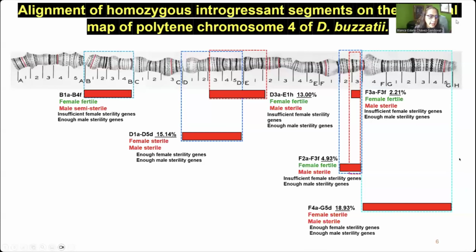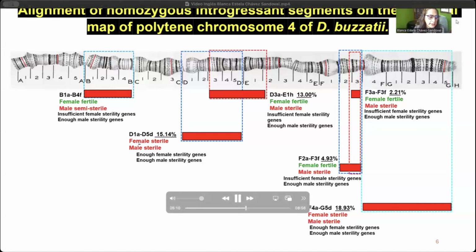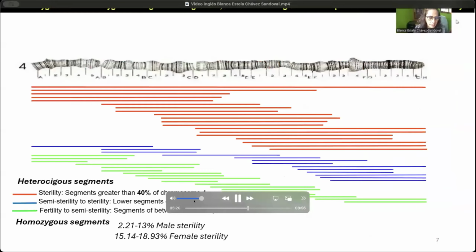These are the 6 introgressive segments of the Kefere obtained on chromosome 4 of the Buzzati. In previous studies, more than 200 segments introgressed by heterozygosis were evaluated. But from this result and reviewing the literature on introgressive segment sterility among the sister species, the Kefere and the Buzzati, we conclude that male heterozygous introgressive segment sterility occurs by a minimum threshold size of 20%.